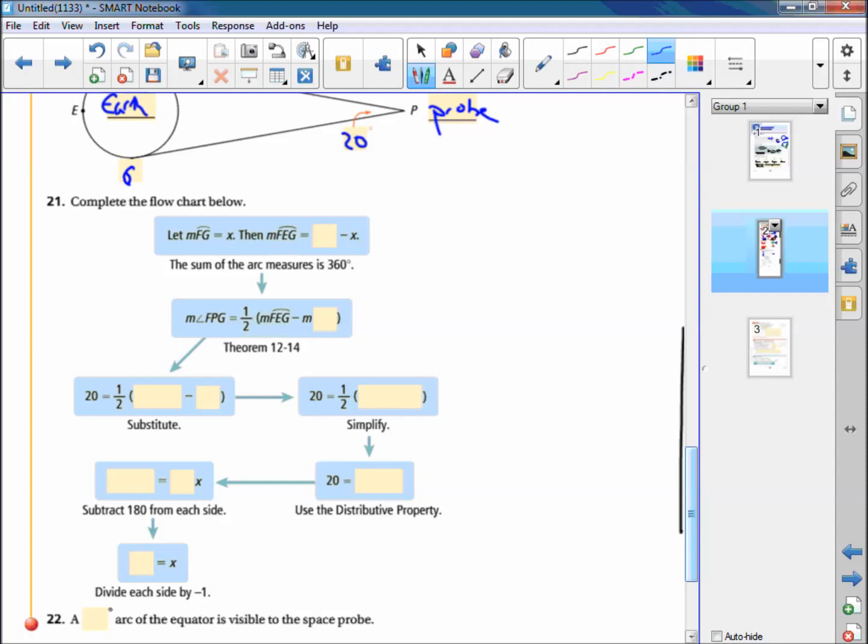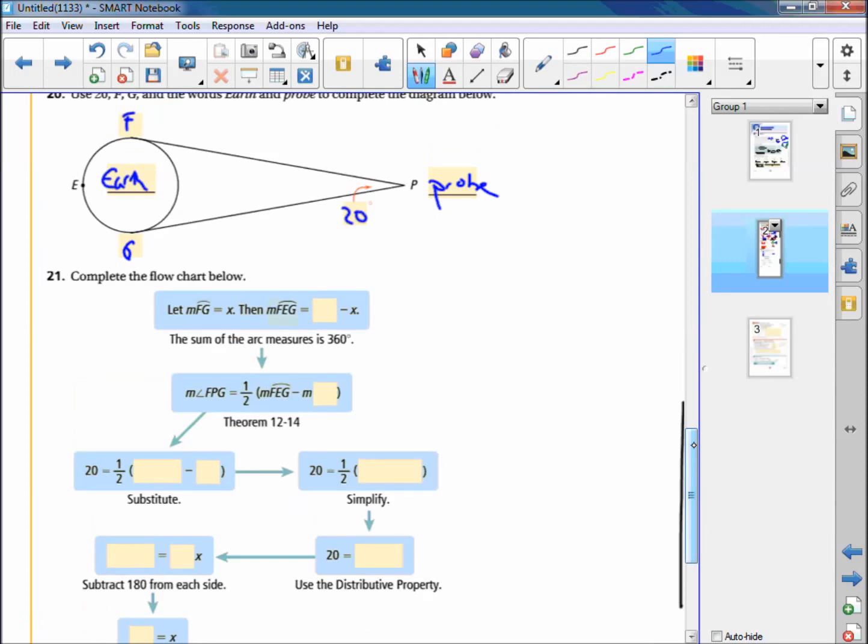Let arc FG equal x. That's what we're looking for, the part that we can see from the probe. Then arc FEG is going to be equal to 360 minus x, because the sum of the arc measures has to be 360. It makes a whole circle. Then the measure of angle FPG, this guy up here, is equal to 1/2 of the measure of arc FEG minus the measure of arc FG. That's theorem 12-14: the outside angle is equal to half of the big arc minus the small arc.